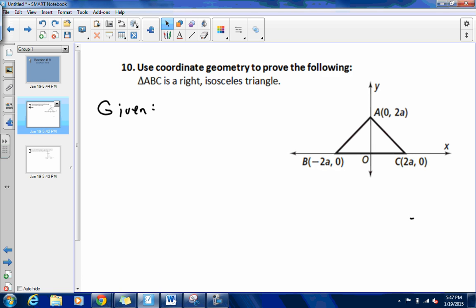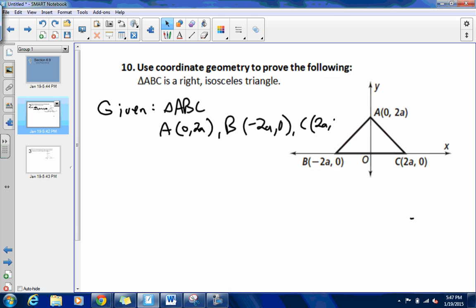that we have triangle ABC. And we know what A, B, and C are. So A is 0, 2a. That means that the height would be 2a. B is negative 2a, 0. And C is 2a, 0. What we're trying to prove is that ABC is a right isosceles triangle.